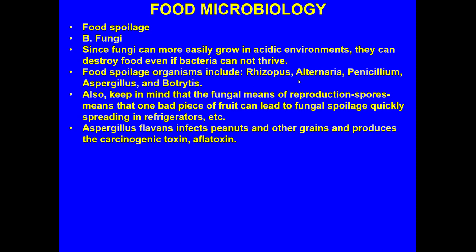Now, if we talk about Aspergillus flavus, that normally infects peanuts and some other grains. But the seriousness of this is that it produces a carcinogenic toxin, aflatoxin. So if you see the peanuts and you see a blue area on that peanut, don't eat it, because that's probably Aspergillus flavus.